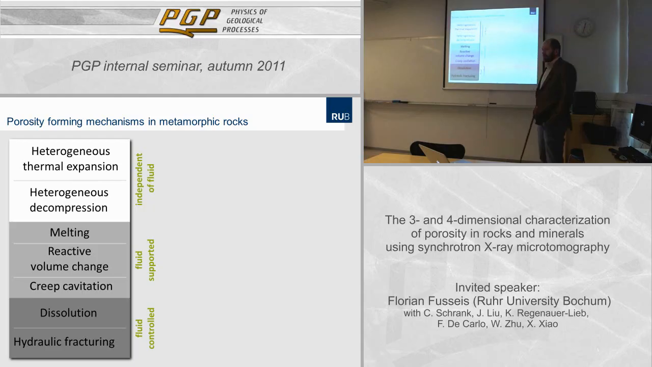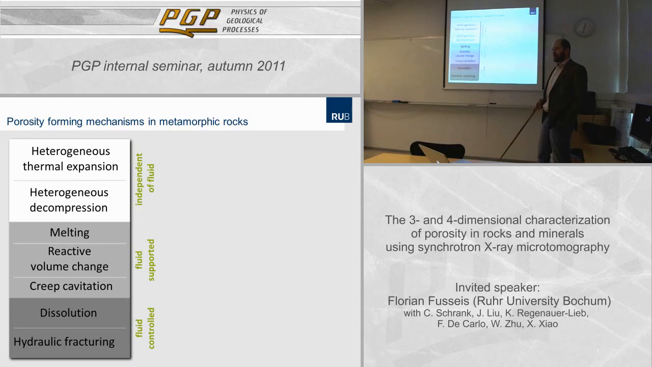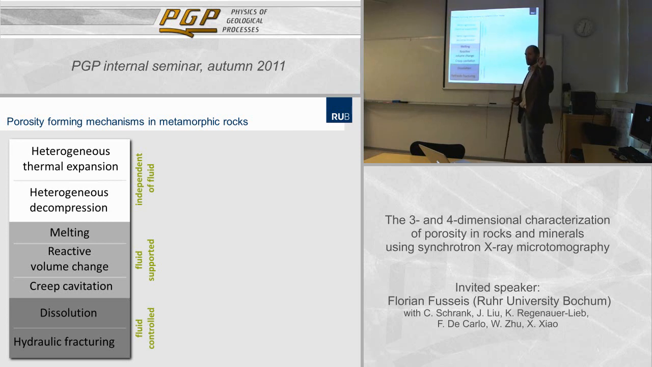And I want to spend the rest of the presentation introducing you to a couple of experiments that take a closer look at some of these mechanisms. One of them is heterogeneous thermal expansion, which is essentially related to the thermal expansion behavior of different minerals, a material property. Similarly, heterogeneous decompression or compression is related to the elastic properties of individual phases in a polymineralic rock.